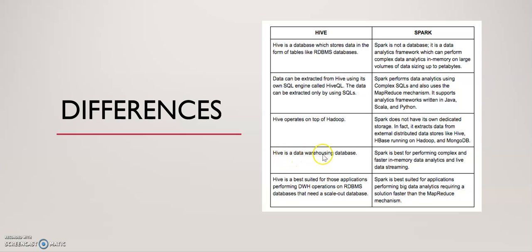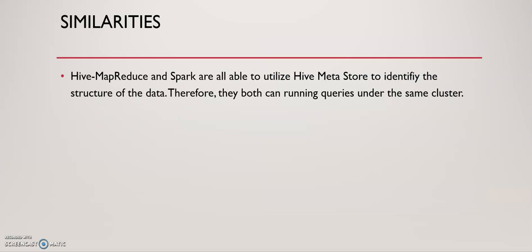Hive is a data warehousing database. That's what we talked about before. And Spark is best for performing complex and faster in-memory data analytics and live data streams, real-time data. So Spark works on real-time data. The similarities of Hive.